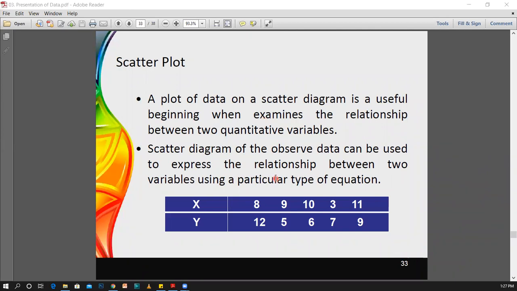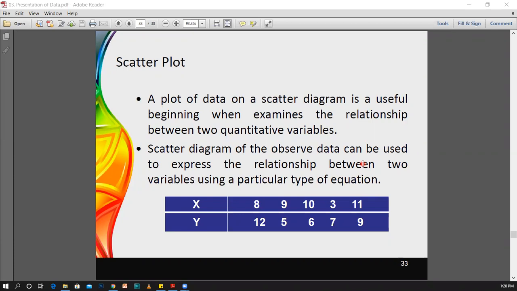And the next important thing is you can expand this scatter plot into another higher stage as identifying a suitable equation. Once you obtain the scatter plot and you have the data points, if you can identify a reasonable line which covers all these data points, then we can identify an equation for such a line. Therefore, when we discuss regression, these concepts will be very helpful for you.